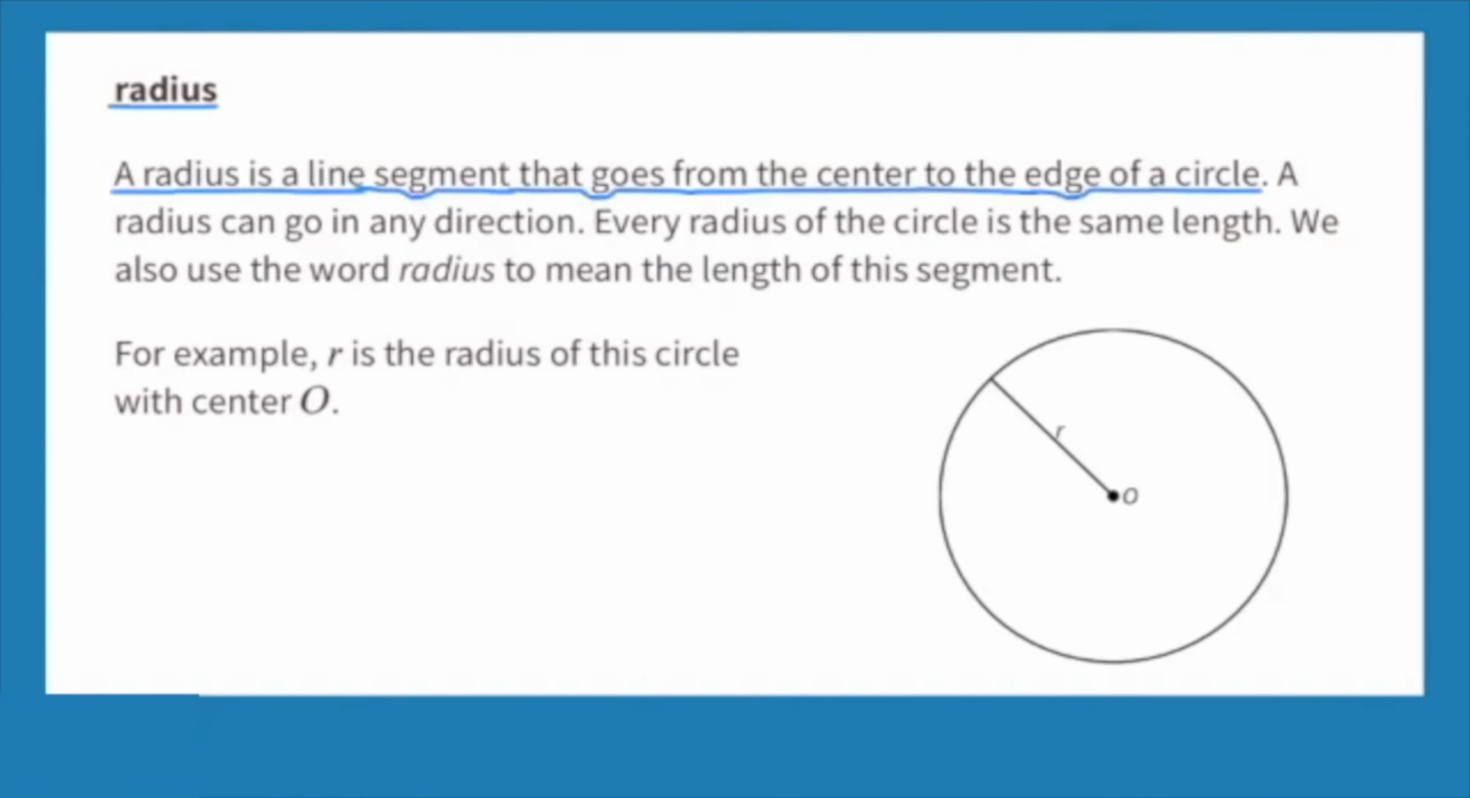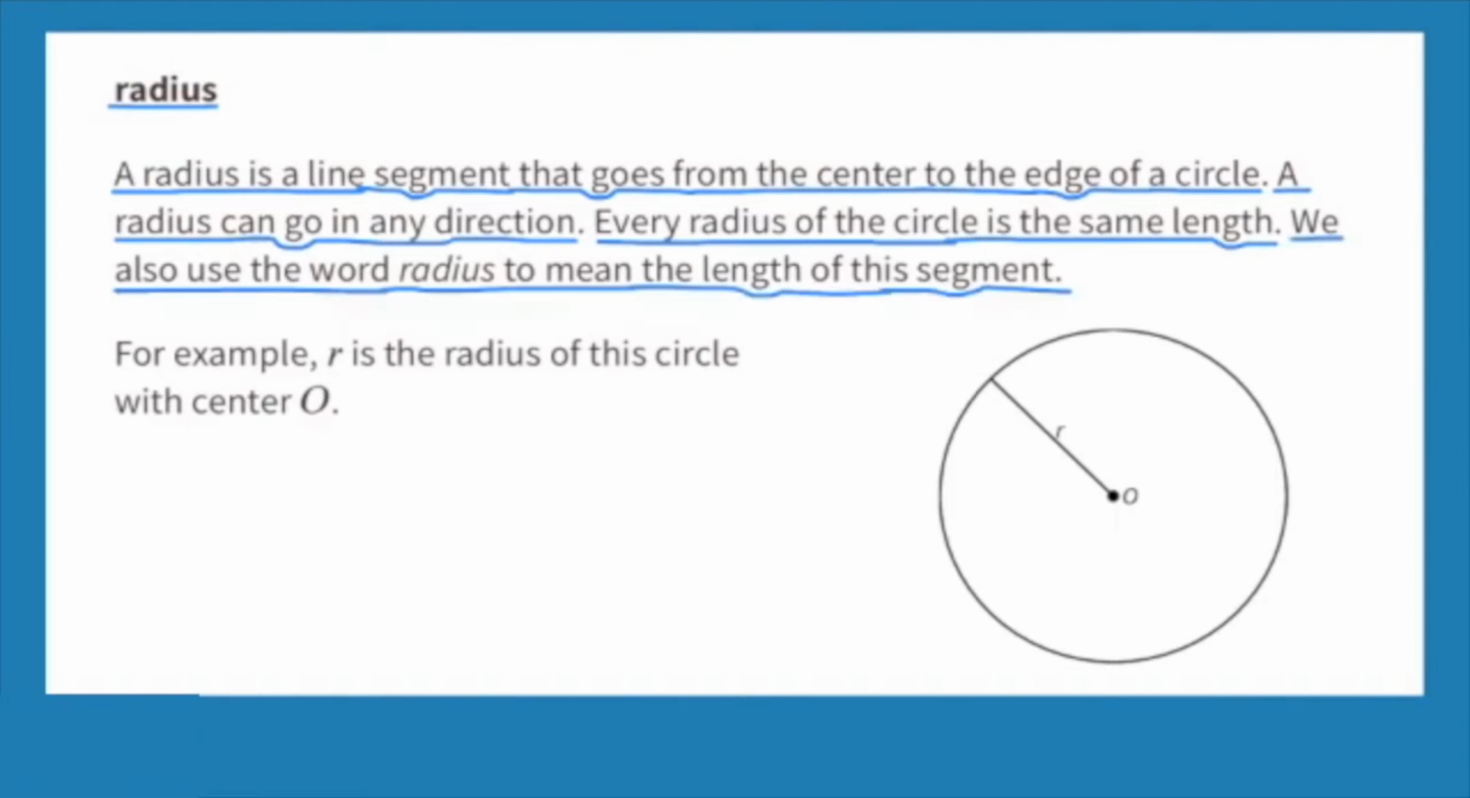Radius. A radius is a line segment that goes from the center to the edge of a circle. A radius can go in any direction. Every radius of the circle is the same length. We also use the word radius to mean the length of this segment. For example, r is the radius of this circle with center O. Each of these line segments represents the radius for this circle, and they are all the same length.